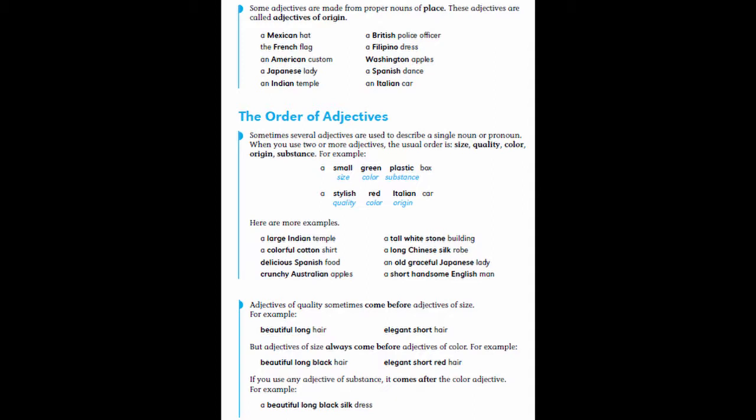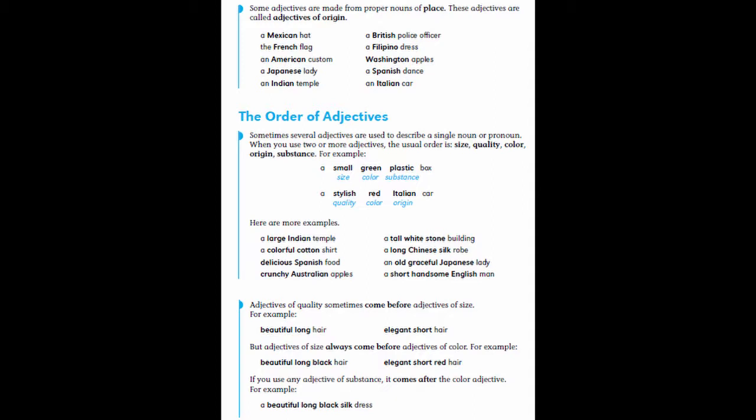So if you're trying to tell the size, quality, and the origin, and you're trying to skip the color, you'll go size, quality, and origin. You won't just go origin, size, and quality. You can't change the order. The order has to stay the same throughout. So for more examples, a large Indian temple, a tall white stone building, a colorful cotton shirt, a long Chinese silk robe. All right. So this is the general rule.